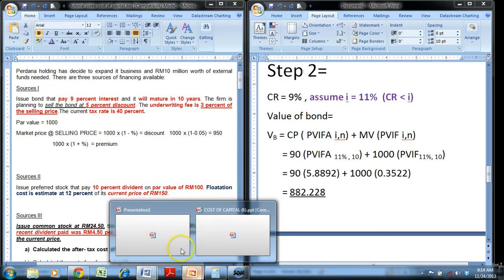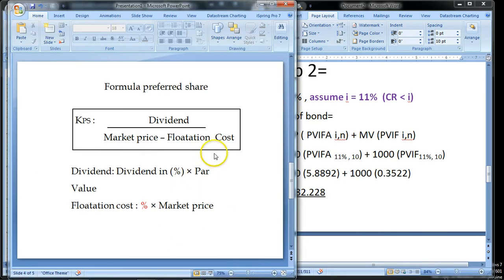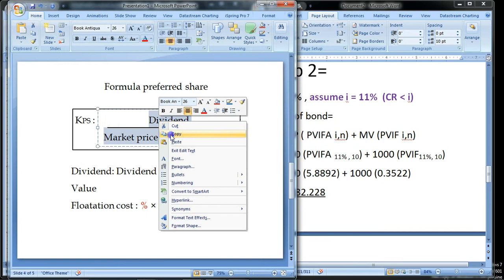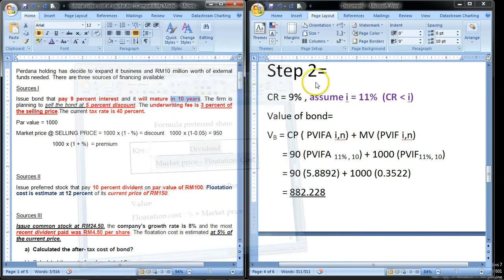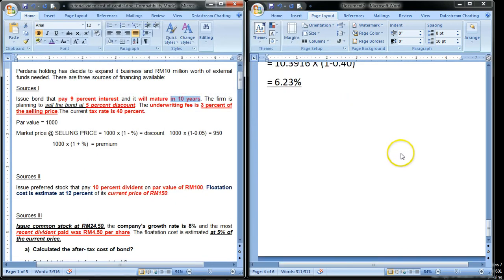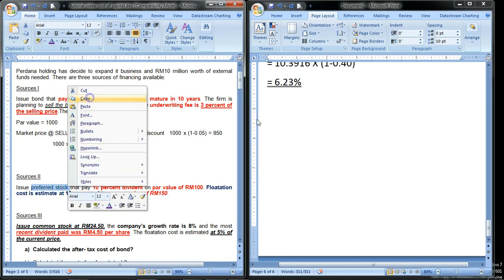Okay, so what is the formula? This is the formula: dividend divided by market price minus flotation cost. Good class. This is the formula and you need to remember it. So dividend percentage times par value, flotation cost percentage times market price. So we start to do our preferred stock. We have done our bond in the first video. Now we are doing the formula for preferred stock.